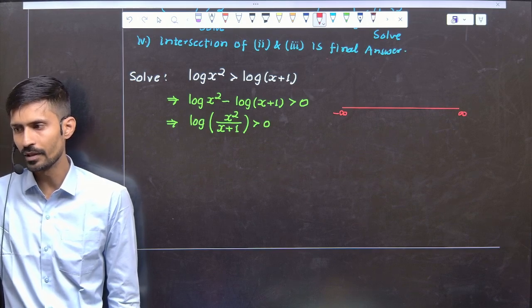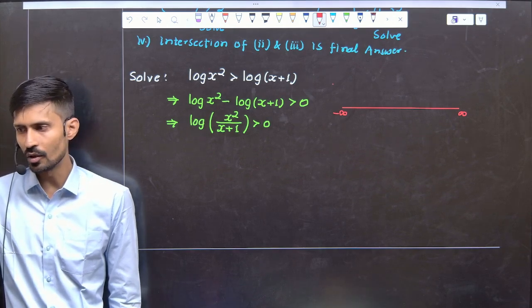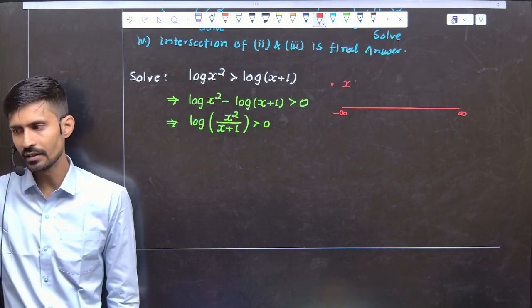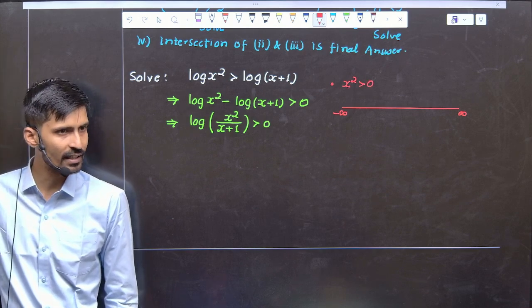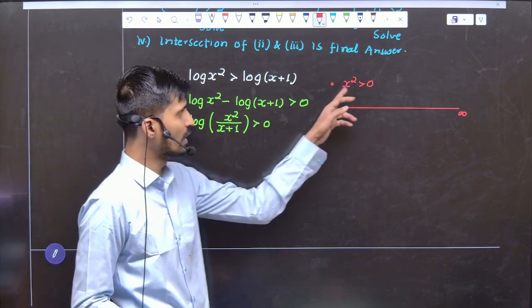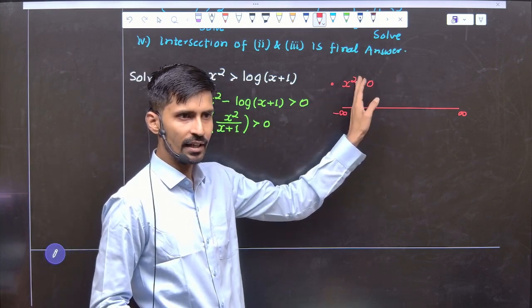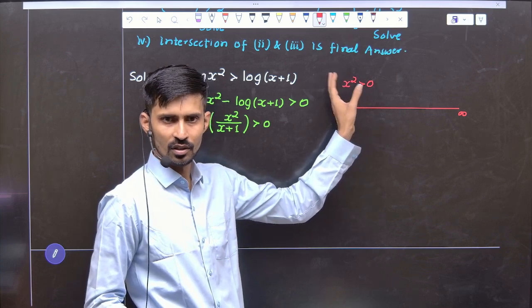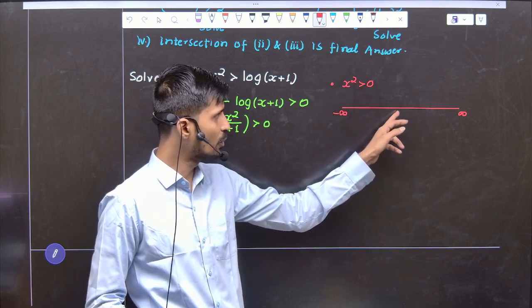What will I find for the domain? First of all, I will find it for this log. This log is x square. I will solve one inequality here, x square greater than 0. This is a simple polynomial inequality. See, on that side 0 is there or not? On this side a single term is there or not? So this inequality we can now solve directly. Only we have to put the roots on this.